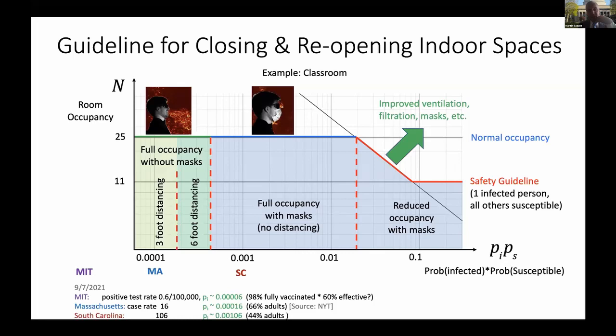And especially as COVID continues to be with us, we need to have more quantitative measures of when we take certain actions, and also when we take those actions away. If we don't have a theory, we don't know when we should take the masks off. When should we let ourselves go back to full occupancy? And so I think we have a theory that can guide us in that.